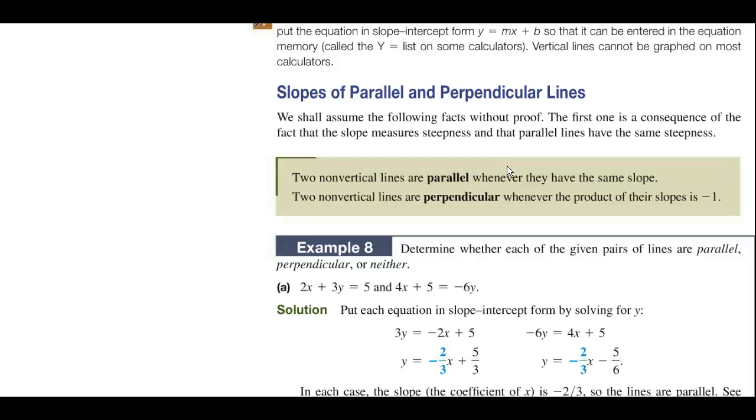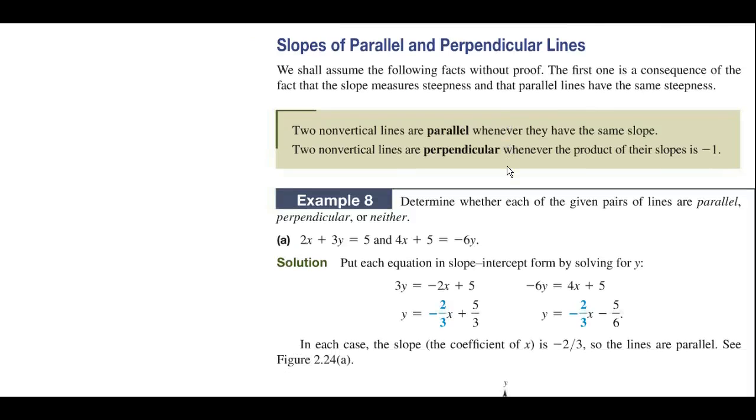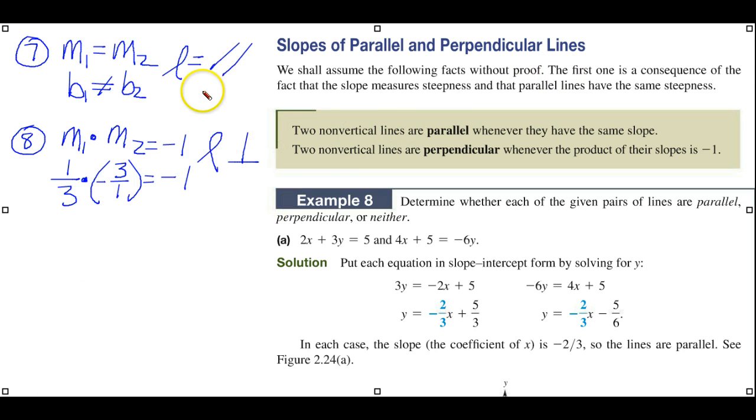Okay, now we're asked to do something again we did in an earlier course, and that is to find the slope of parallel and perpendicular lines. And for this, on our formula sheet, if the slopes are the same, but the y-intercepts are different, the lines are parallel. And that makes sense. So here's the slope of one, there's the slope of the other. They would be the same, but your y-intercepts are different.